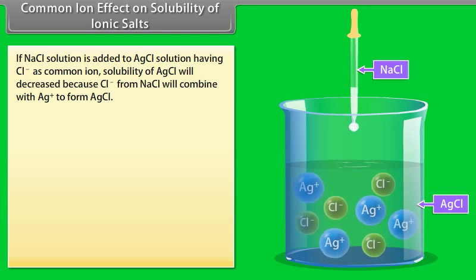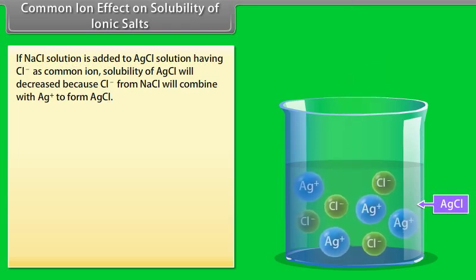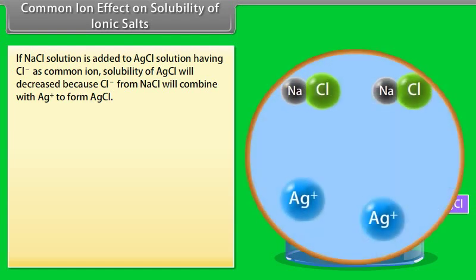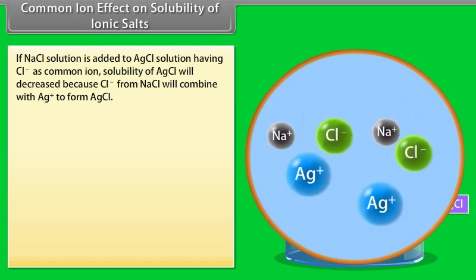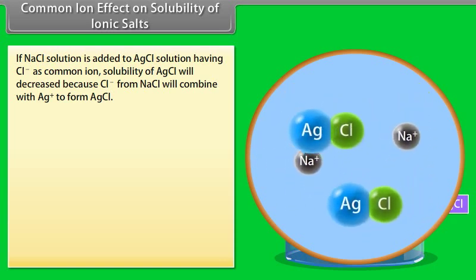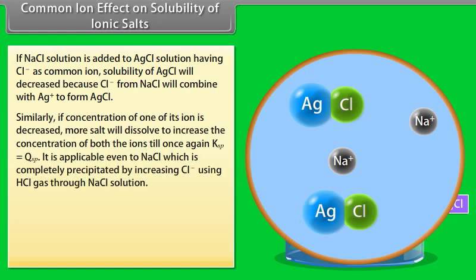Common ion effect on solubility of ionic salts. If NaCl solution is added to AgCl solution having Cl- as the common ion, the solubility of AgCl will decrease because Cl- from NaCl will combine with Ag+ to form AgCl. Similarly, if the concentration of one of its ions is decreased, more salt will dissolve to increase the concentration of both the ions till once again Ksp is equal to Qsp.